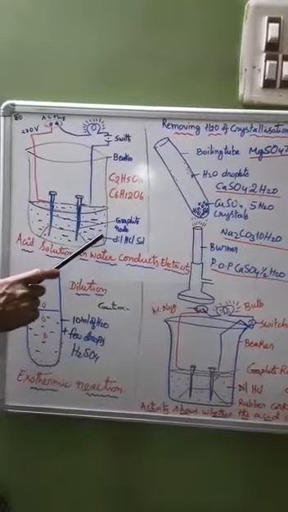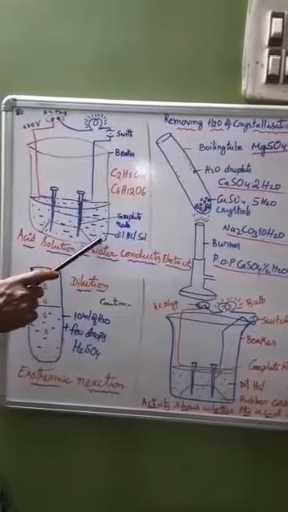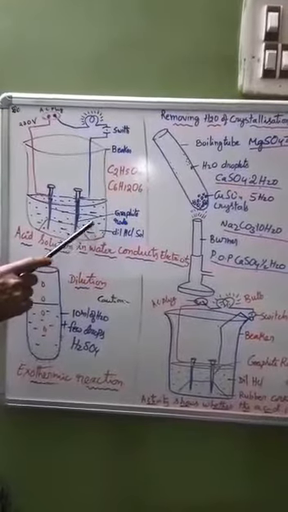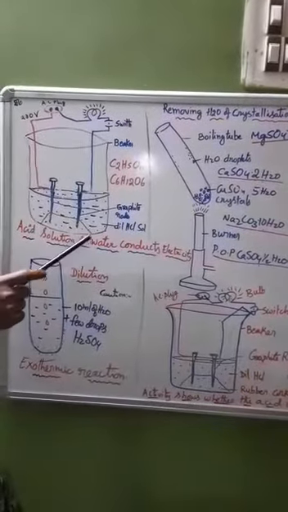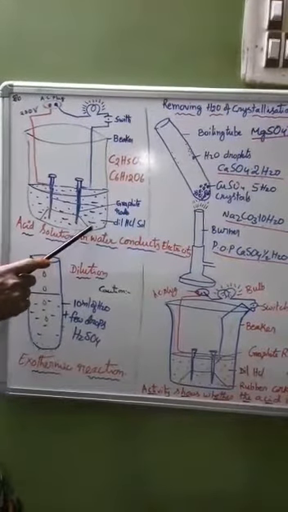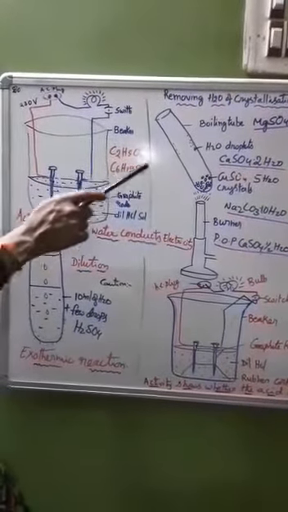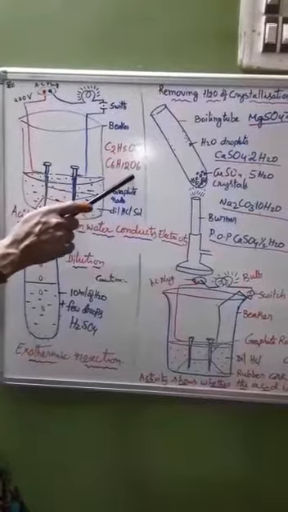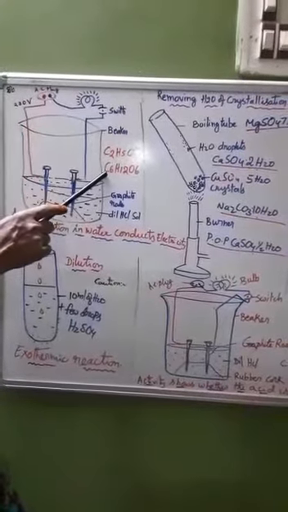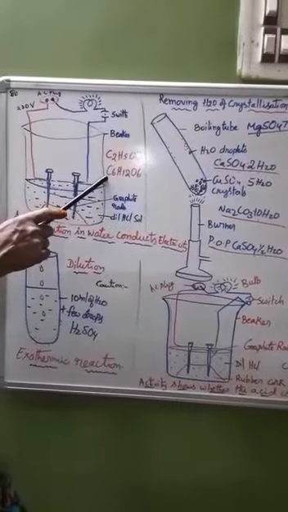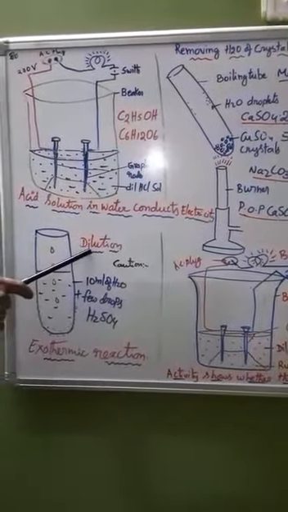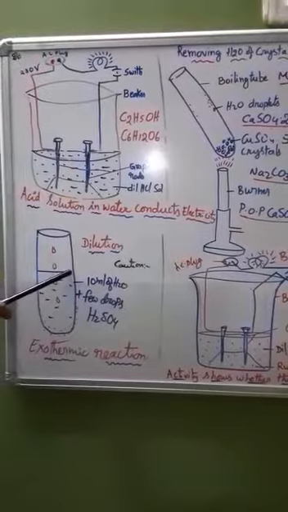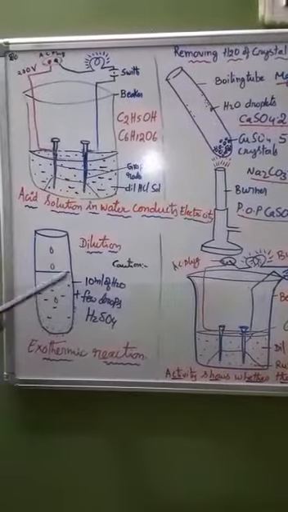So, according to Arrhenius theory, a substance that releases H positive ions shows acidic nature, and OH negative ions means it shows basic nature. Here, these two release neither H positive ions nor OH negative ions. That is why they will not conduct electric current. Next, the dilution of acids, which liberates heat energy.